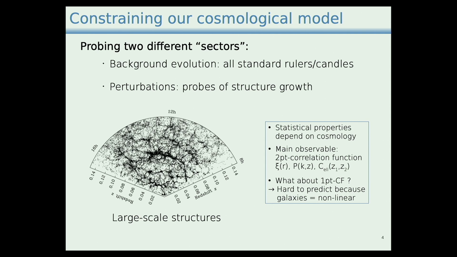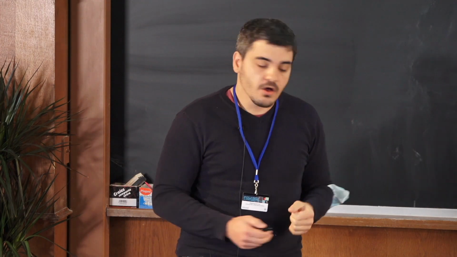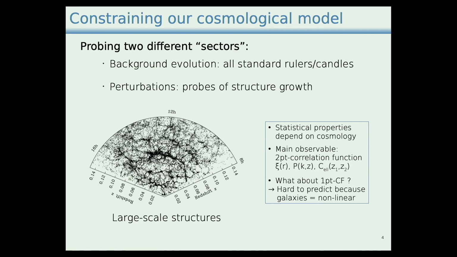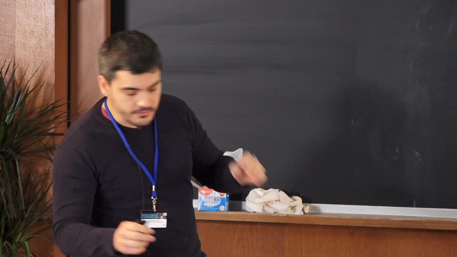The main probe that is usually exploited in those galaxy surveys is the two-point correlation function of galaxies. And some of you might be wondering why we never talk about the one-point correlation function of galaxies. Well, it's hard to do cosmology with that because galaxies are nonlinear objects and predicting all the nonlinear physics is quite hard, whereas the two-point correlation at large scale is much easier.